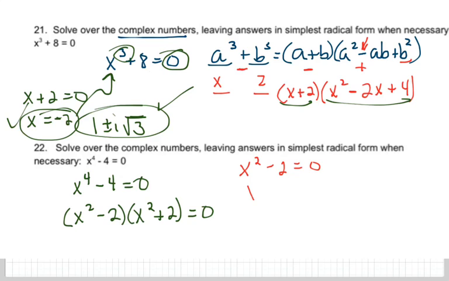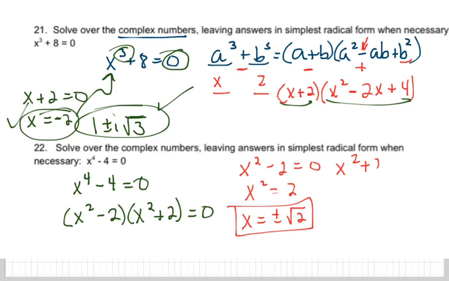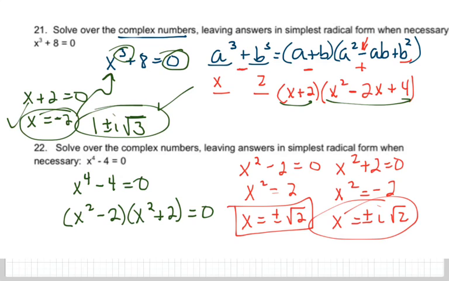x squared minus 2 equals 0, x squared equals 2, x equals plus or minus root 2, and then x squared plus 2 equals 0, so x squared equals negative 2, so x equals plus or minus i root 2. And there's 4 answers, which we expected because this is x to the 4th.